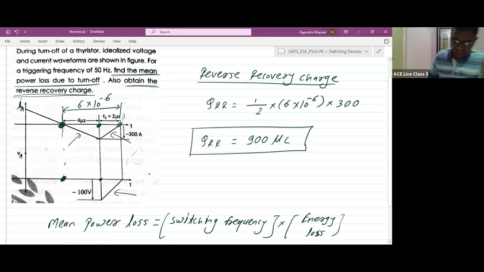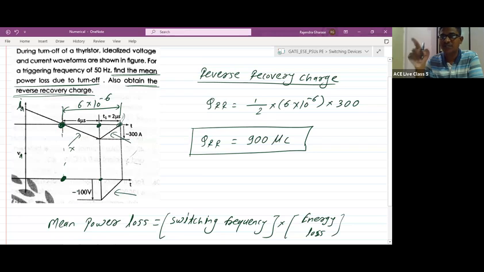So let me write the expression for this curve and the expression for this curve as well. We need not write the expression for this curve now. So how to write the expression for this curve? Because whatever we have discussed till now regarding the energy loss, we have the expression like 1/6 into V into I into that time, right?